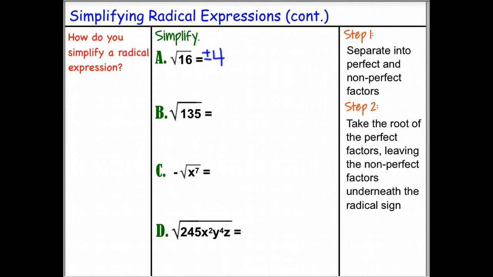So looking at B, I see when I have 135, I'm trying to think what goes into it. I know that 4 doesn't work. I know that 9 doesn't work. Actually, 9 does work. I take that back. So knowing that 9 works, we know it is 9 times, and then we have to figure out what 9 goes into it. 9 goes into 13 once, there's 4 left over. 9 goes into 45 5 times, so we know it is 9 times 15. So then we take the square root of 9, which is 3. 15 is 5 times 3, which neither are perfect, so we leave 15 inside the radical.